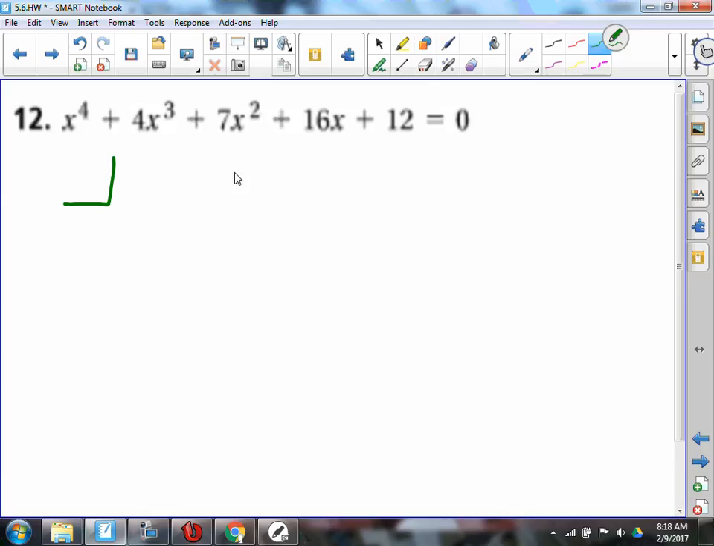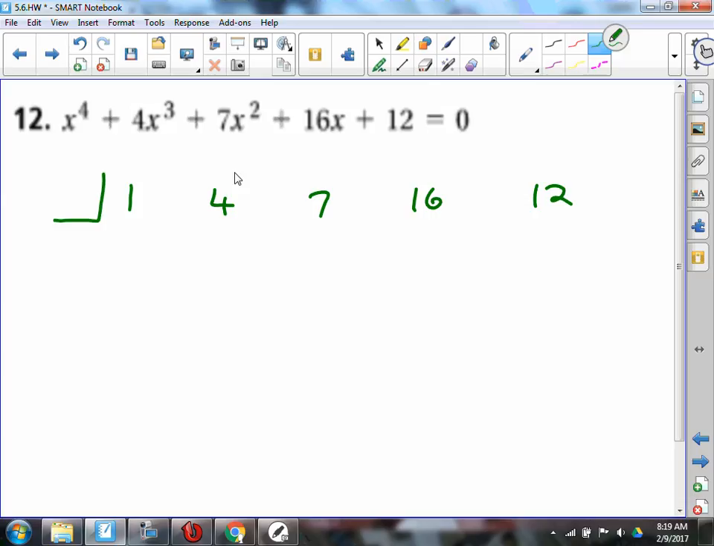So if we think about this, we got a 1, 4, 7, 16, and 12. Shame on me, I didn't list the possible rational roots. But I'm going to use my brain. I know I'm going to be adding and multiplying. If I add and multiply with all positives, I'm going to get all positives. Does that make sense? Did anybody stop and think about that? Well, we're trying to get 0, right?